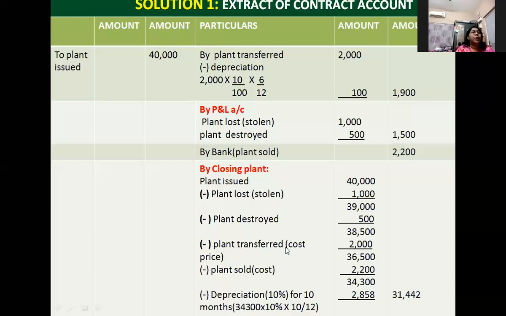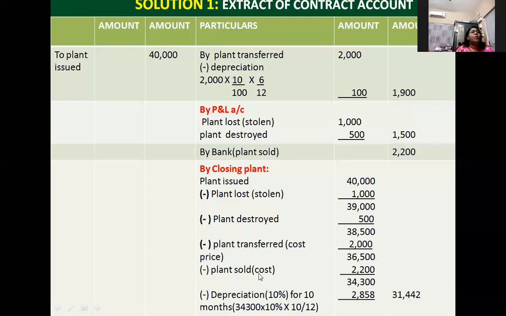And minus plant transferred, we need to show. Please keep this in mind: for plant transferred, we need to consider the cost price only. Look at that, the cost price was 2000. You should not make the mistake of taking the written down value of the plant transfer, because we are going to consider depreciation again. So show the cost price of the plant transfer, 2000, and get the balance, 36,500.